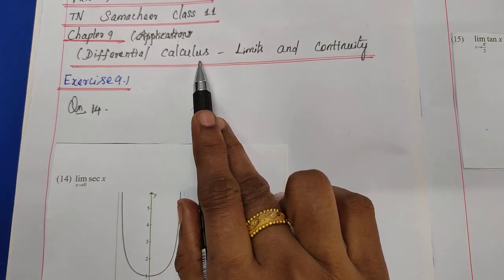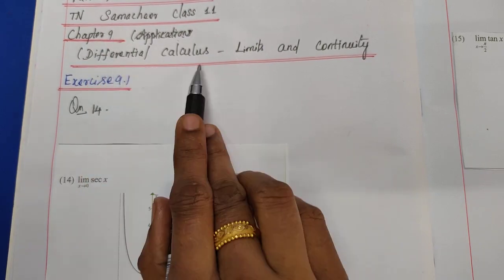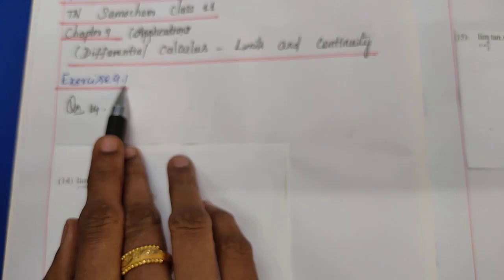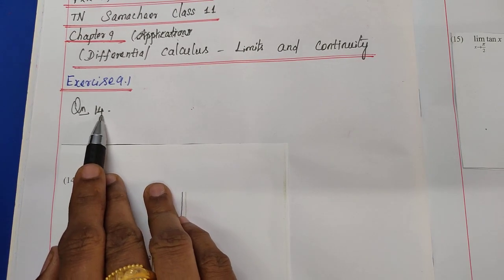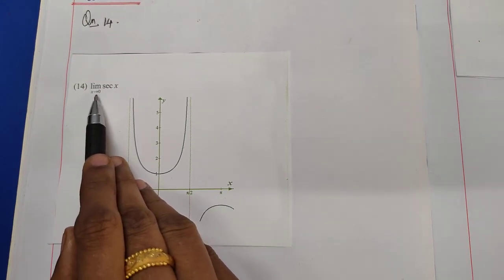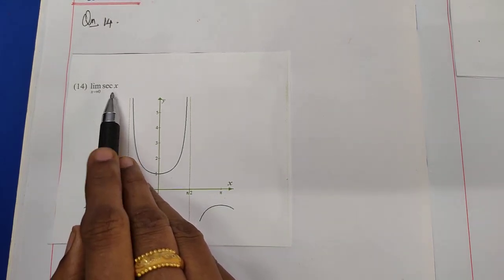Differential Calculus, Chapter 9, Limits and Continuity. Exercise 9.1, question 14. Question number 14 is: limit x tends to 0 of secant x.